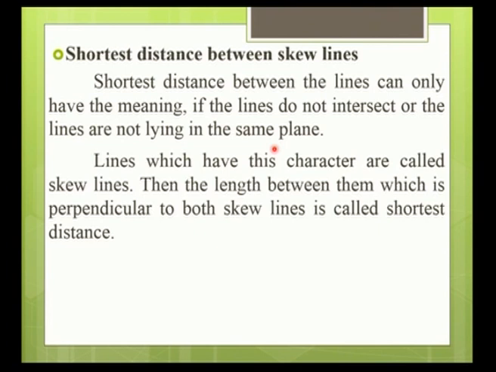Lines which have this character are called skew lines. Then the length between them is a perpendicular. The length between them is nothing but a perpendicular to both the skew lines, and that length is called the shortest distance between the lines. Shortest distance between the skew lines. This shortest distance can be obtained in different forms.